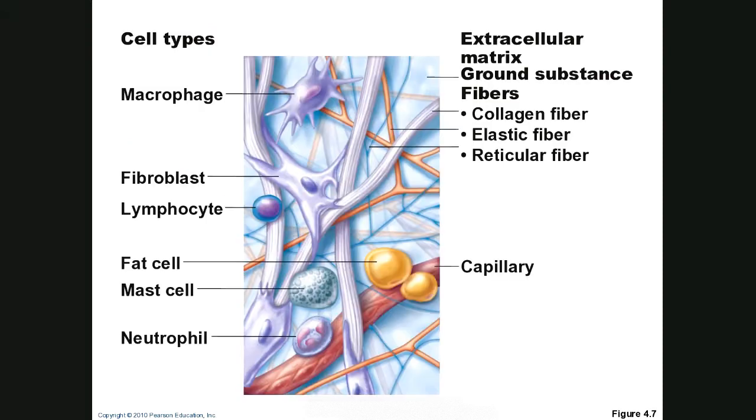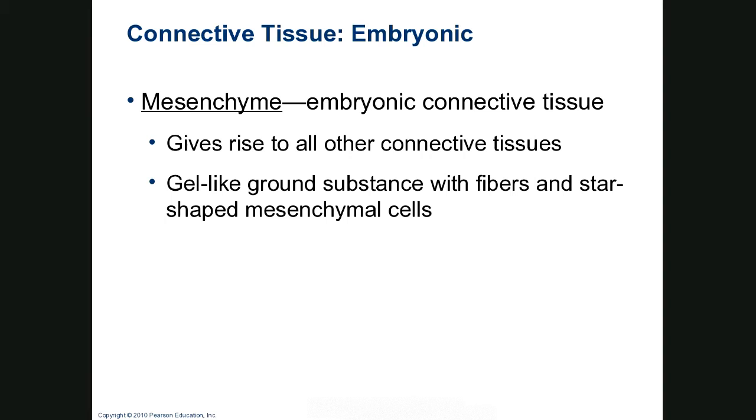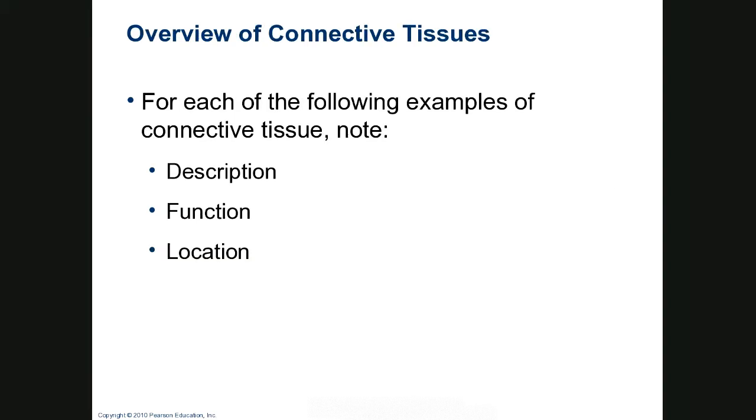And this is just a picture of a generic type of connective tissue with its various cell types. Mesenchyme is the embryonic tissue that gives rise to all connective tissues. Now we'll look at some of the different connective tissues and look at their function, location, and give a description of them.